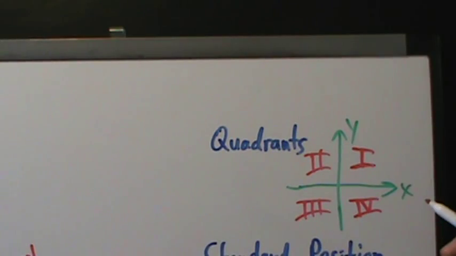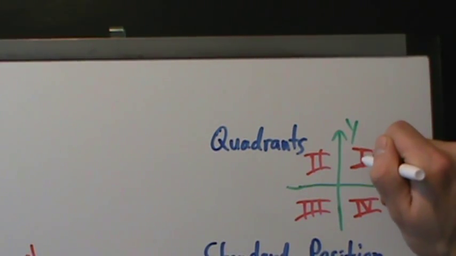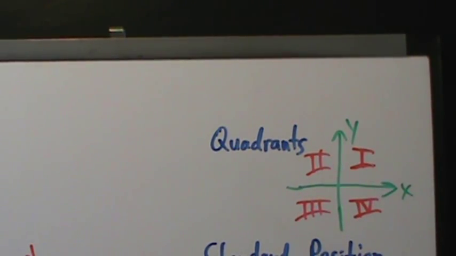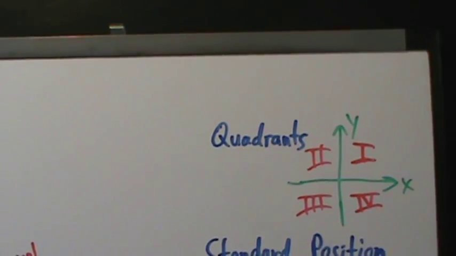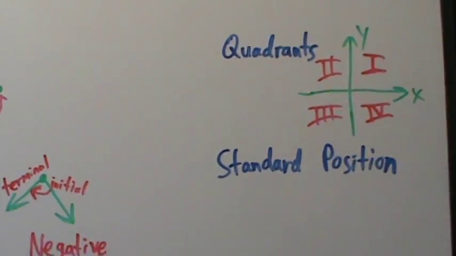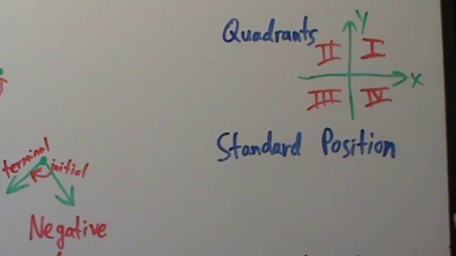So capital Roman numerals, and start at quadrant 1 up here, where all the points are positive, and then go counterclockwise. So 1, 2, 3, 4. So those are the quadrants there. Okay, just a brief review of that concept from earlier math classes. So now standard position, that's also an important concept here for trig.